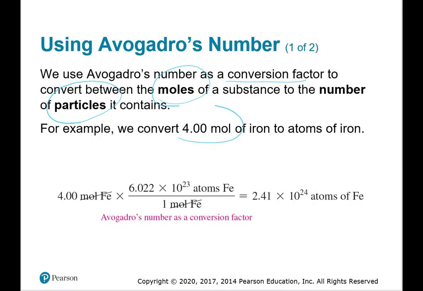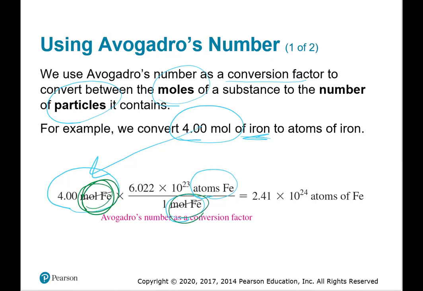For example, let's convert 4.00 moles of iron to atoms of iron. I'm going to start with what I'm given, that 4.00 moles of Fe. Be sure that you label, because we want to make sure that we write what we want over what we've got, and that what we've got are units. Moles of iron and moles of iron are diagonal from one another to cancel out.